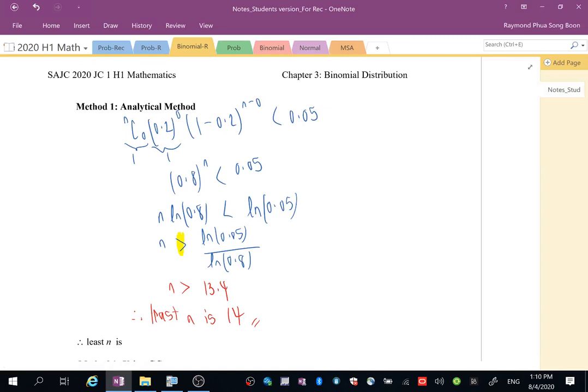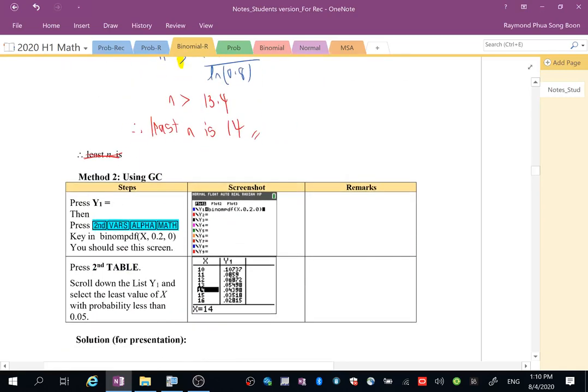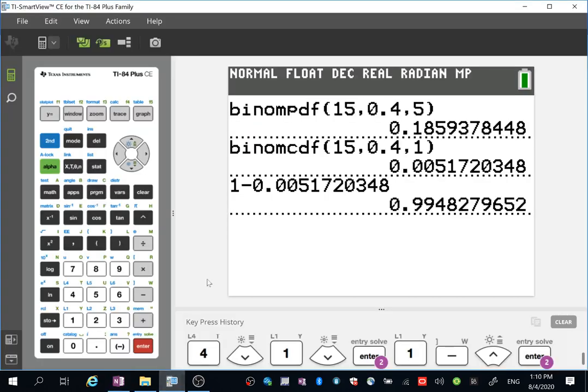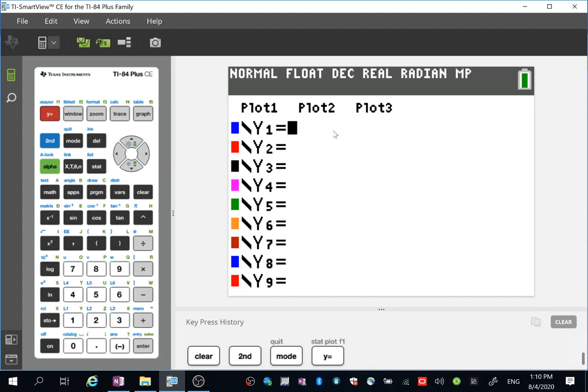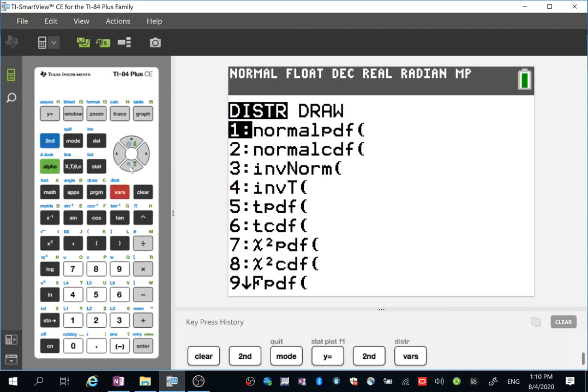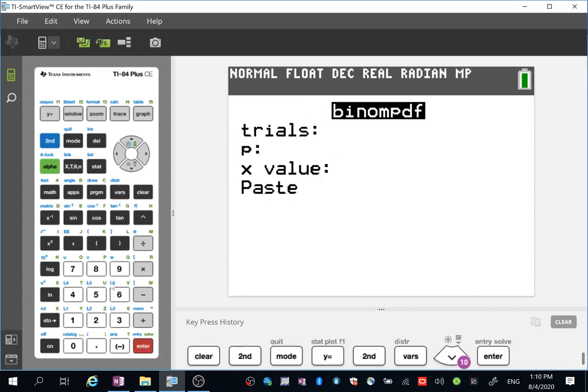So this is the algebraic or analytical method without using GC. How about if you were to use GC to solve this inequality? The GC steps will be as follows. Let me clear this screen first. You will go into Y1 and input binom PDF into Y1. How? You go to 2nd VARS, and as usual, go down to A to locate your binom PDF. In this case, your n is unknown, so you just choose x.